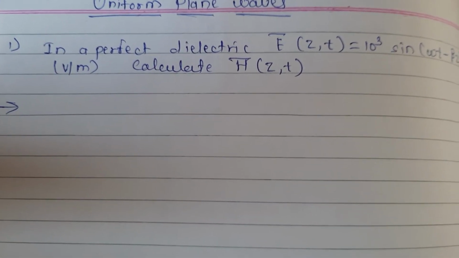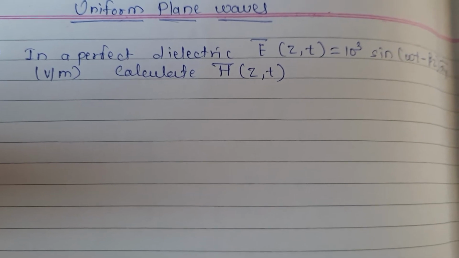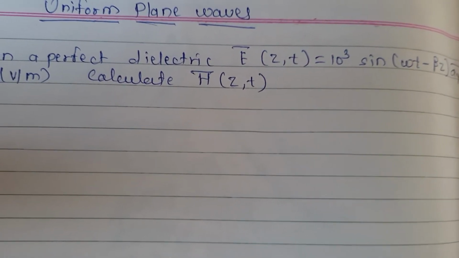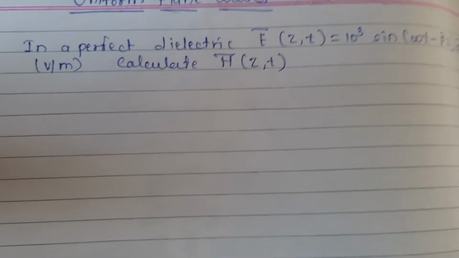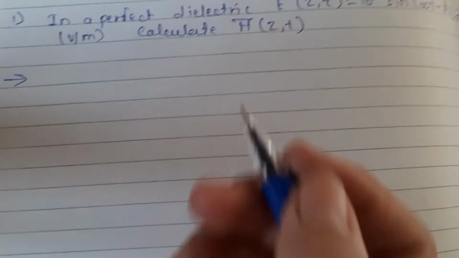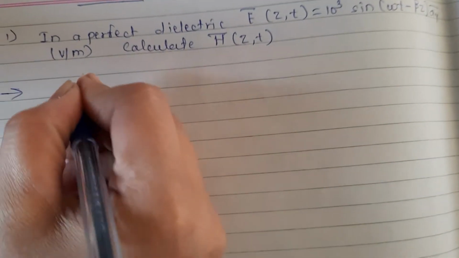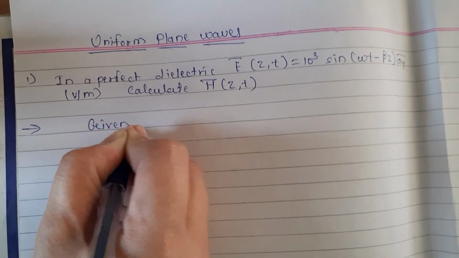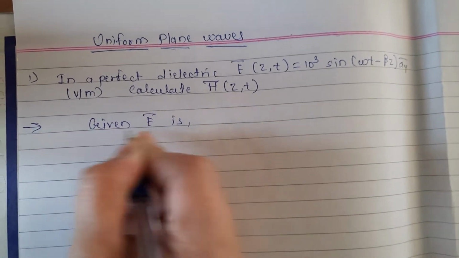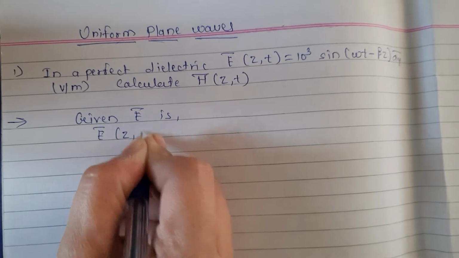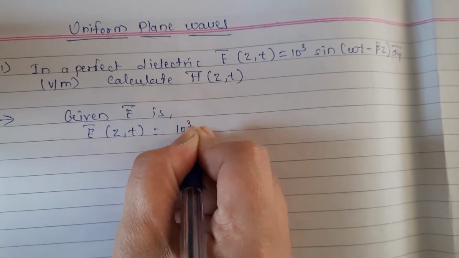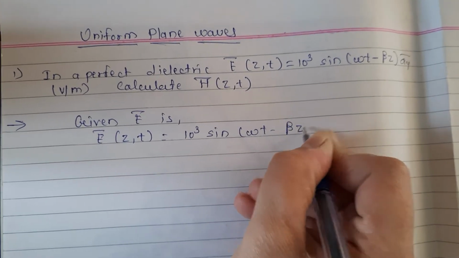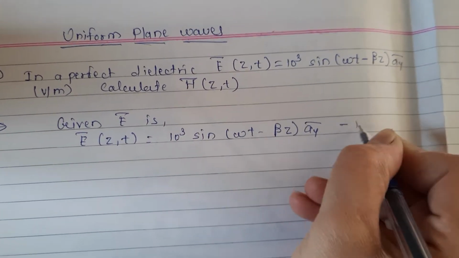In a perfect dielectric, E(z,t) is equal to 10^3 sin(ωt − βz) a_y volt per meter. Then calculate H(z,t). So we write the given E: E(z,t) is 10^3 sin(ωt − βz) a_y. This is equation 1.